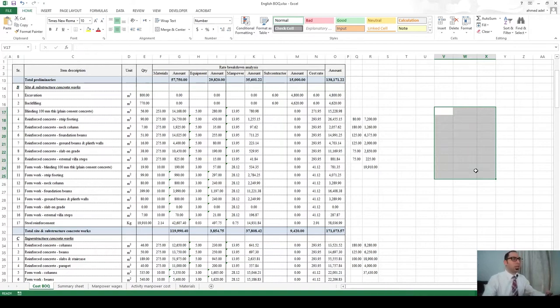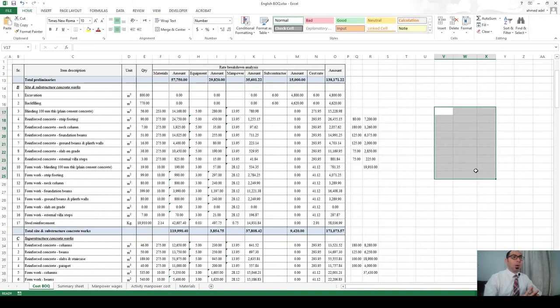Now let's delete this and go to the other part, which is the deterministic or definitive estimate. The definitive estimate is a very accurate estimate, and it has 5 classes: class 1, 2, 3, 4, and 5. Class 5 is the lowest in accuracy, and class 1 is the highest. And what is the difference between each of these classes, starting from class 1 to class 5? Actually, the difference is the project definition.